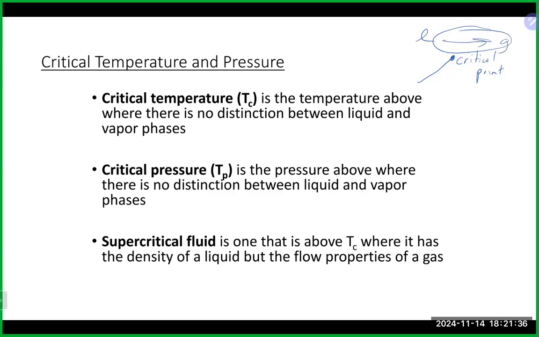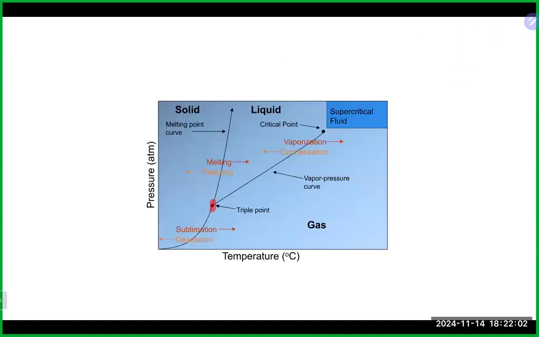And there is kind of no distinction. And at that point, that is what is referred to as a supercritical fluid. That is one where it is above the critical point, and it has a density that's similar to a liquid, but it will flow like a gas. So if you're above that temperature pressure combination, you'll have what is referred to as a supercritical fluid. And again, it flows like a gas, but has a density similar to a liquid.